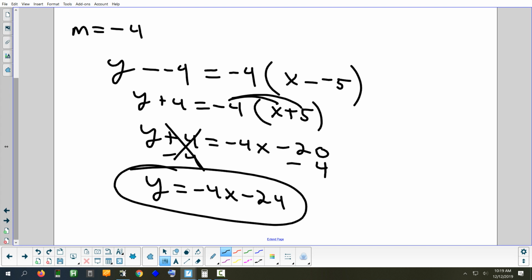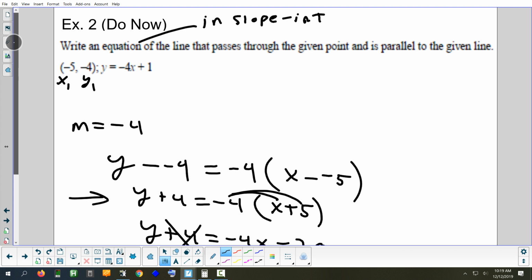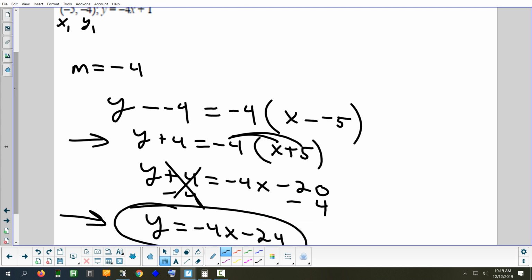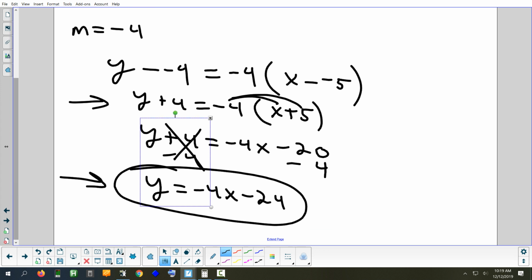Okay. And again, both of these answers were correct. This one and this one. You just have to read the directions on the test and see which way it says to leave it. If you did this problem and you left it in point slope and it said slope intercept, I'd give you half credit if you got the right equation, but you didn't write it the way they said to. Okay, I give you some points. But that's what I'm looking for in this one.